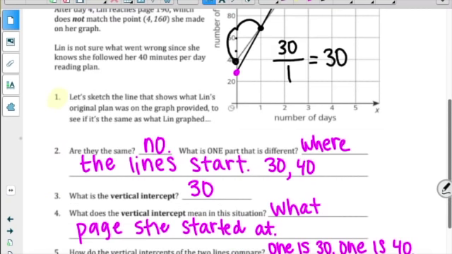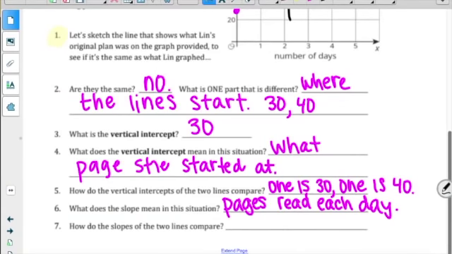Okay, how do the slopes of the two lines compare? One is 30, which is not correct. And the other is 40, which is the correct answer because she's reading 40 pages per day.